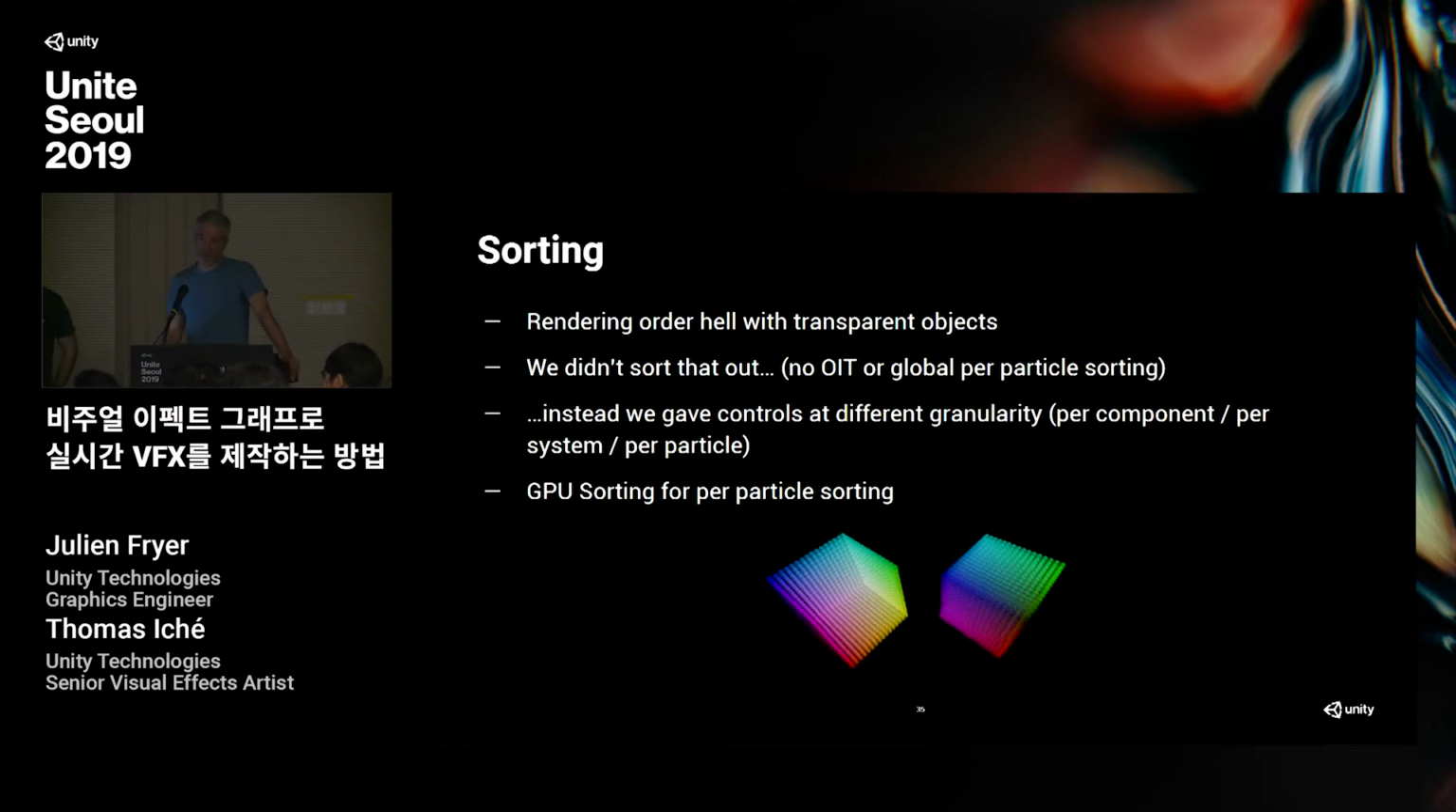Also, as you can have many systems in the same effect, you can give a sorting priority per system. And we also have GPU per particle sorting. So you see an example here. On the left, there's no sorting, so you see some artifacts. And on the right, the particles are correctly sorted.